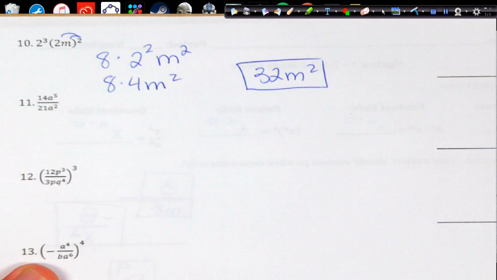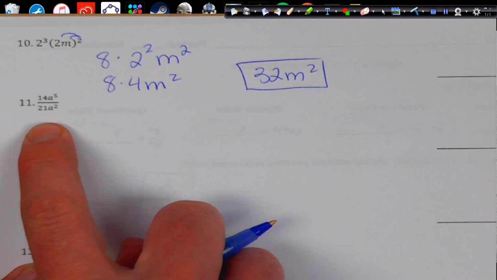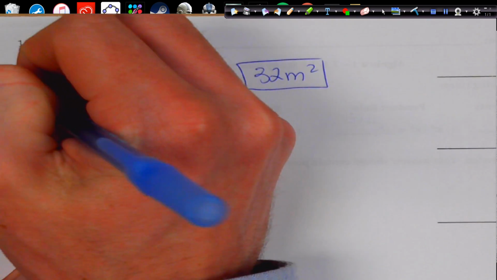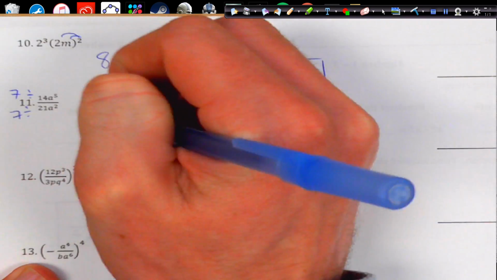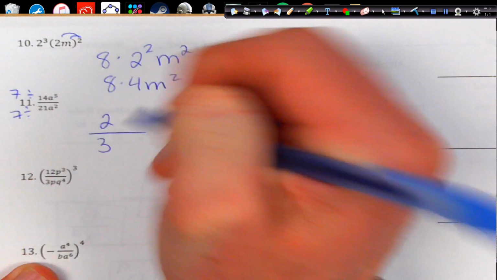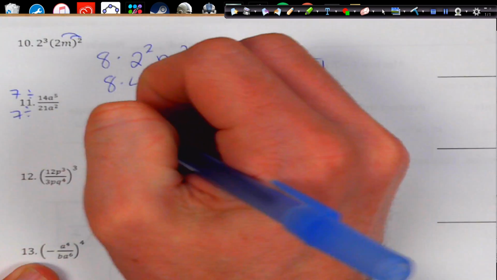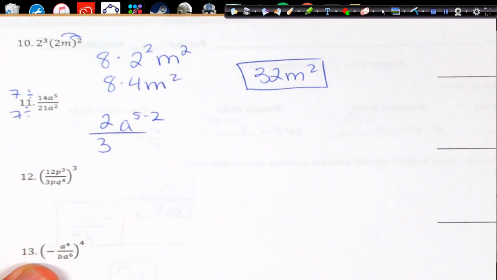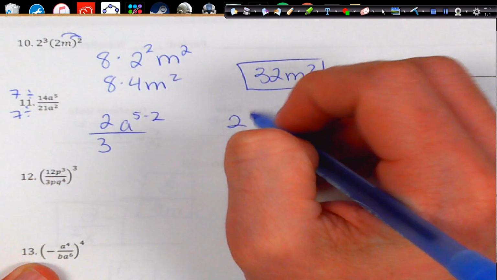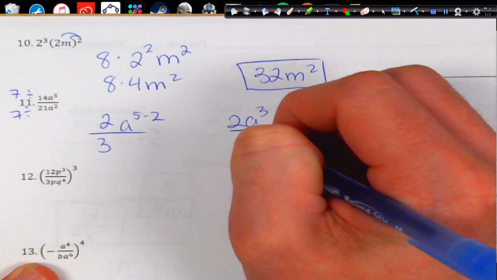And there we go. Here we're dividing 14 and 21. 7 goes into both these numbers, so I'm going to be reducing down to 2 over 3. And then we have a to the 5th, a to the 2nd, so that's going to become a 5 minus 2, which is just going to be 2a to the 3rd over 3.